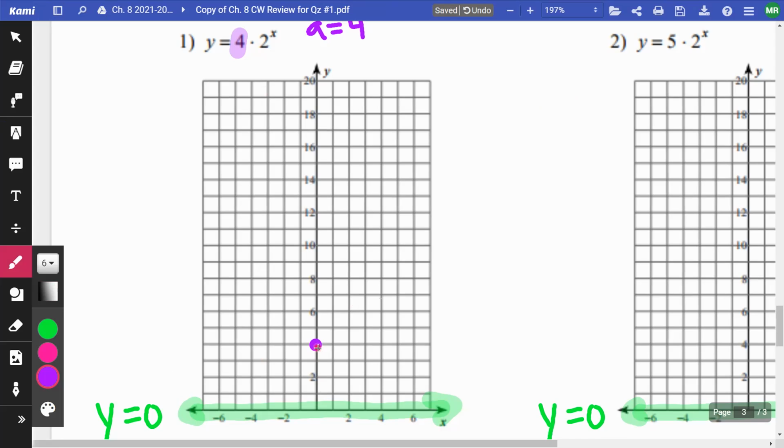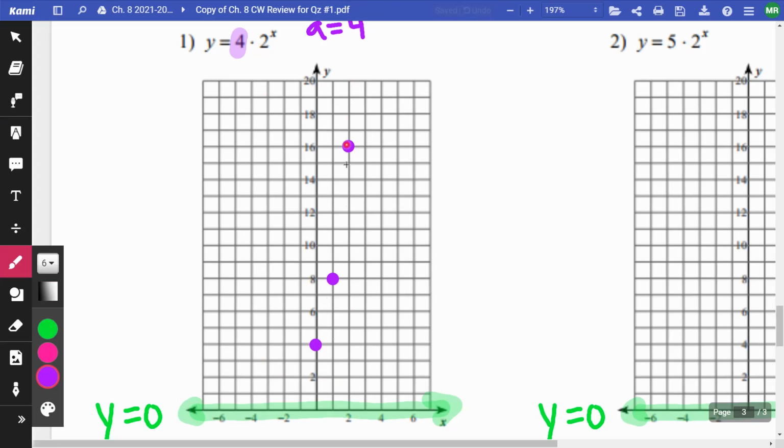So if this is 4 high, I times that by 2, the next one's going to be 8 high. I times that by 2, the next one's going to be 16 high. I times that by 2, the next one would be 32, but it's not going to fit. Now make sure you graph on the other side.